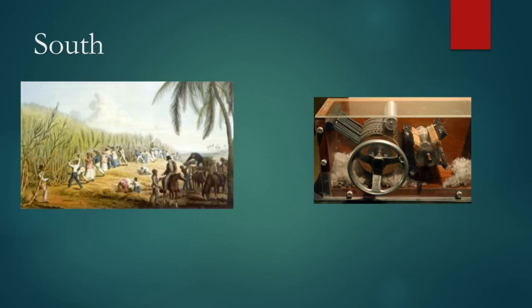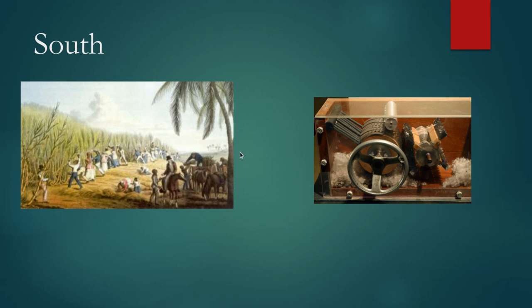Let's look at the South. In the South, they're mainly going to invest into the institution of slavery and agriculture. One of the major inventions during the late 16th century is going to be the cotton gin. The cotton gin is going to come out around 1793.